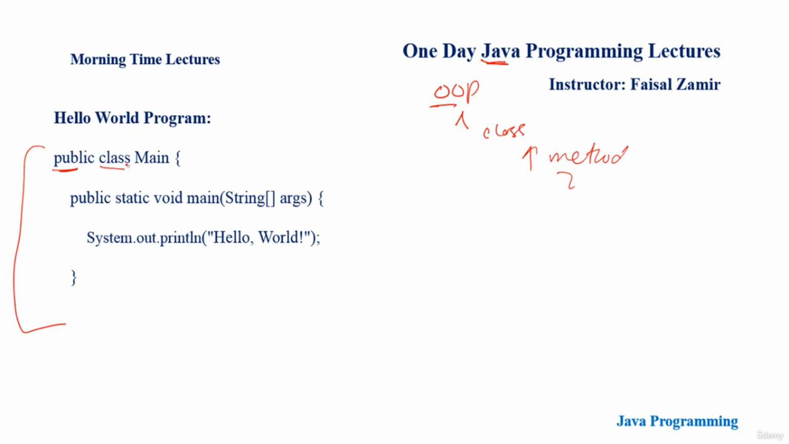Class is a reserved keyword. We have to write class, and then this is Main, the class name. You can write your own name. This is user defined, so you can write, for example, MyClass or TestClass. You can write anything else here, but one point you have to keep in your mind is that your class name, that is Main, and your file name should be the same. File name and class name should be the same.